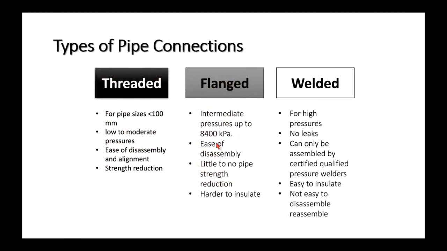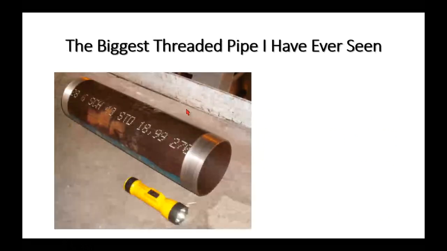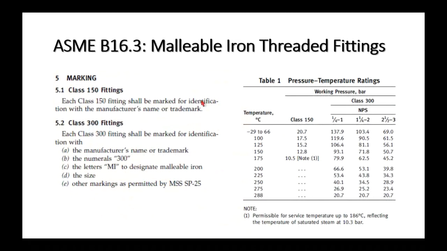Okay, we looked at that big pipe and types of pipe connections: threaded, flanged, and welded. And we really didn't spend much time on threaded. So just so you know, this is an ASME code. This is not the B31.1 piping code, nothing like that. ASME makes a bajillion different codes for all kinds of different things. And this is a code for people who want to manufacture malleable iron threaded fittings.